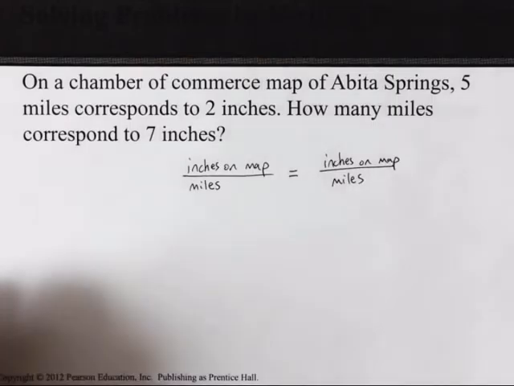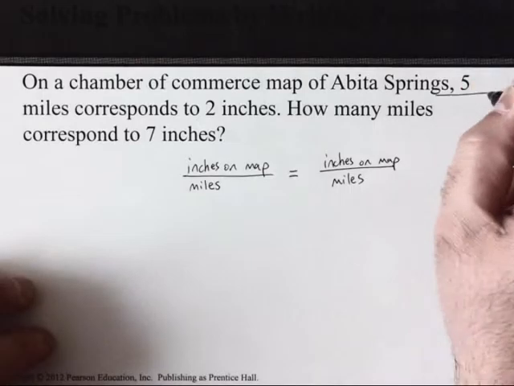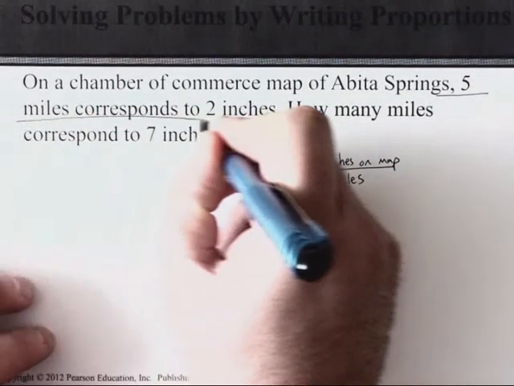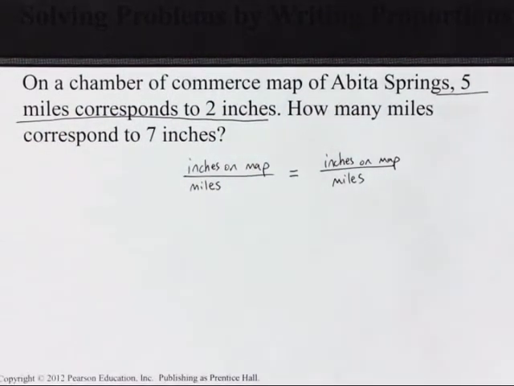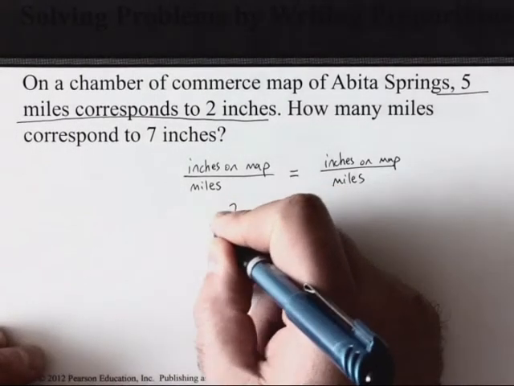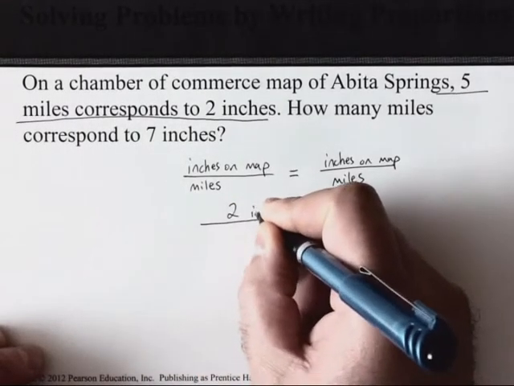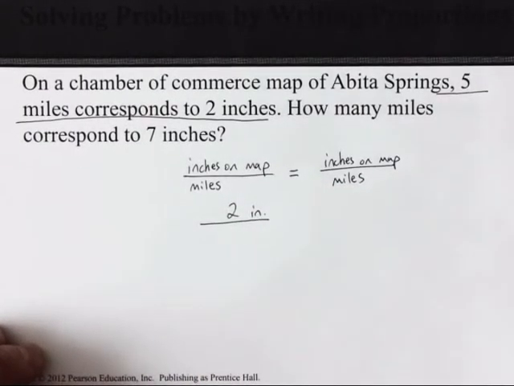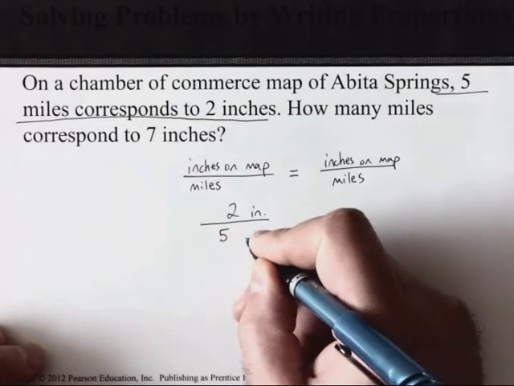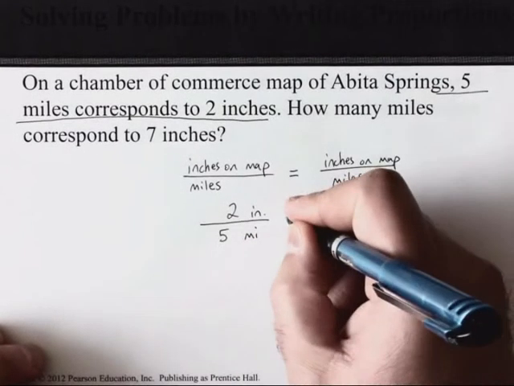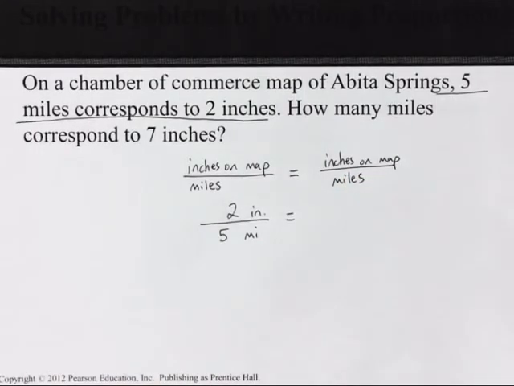All right, so let's take the information from our problem. The first sentence gives us one ratio because we're comparing these two quantities. The amount of inches on the map, which is 2, is getting matched with 5 miles in real life. So that comes from the first sentence. We can compare those two quantities.